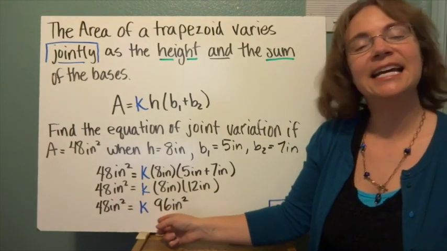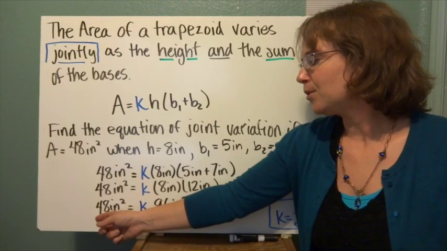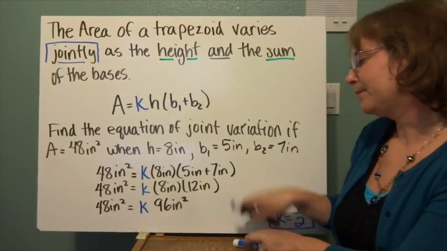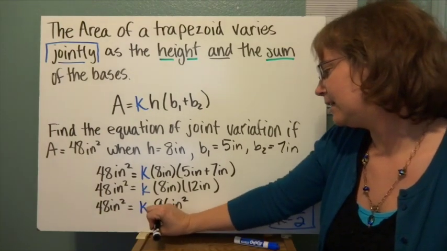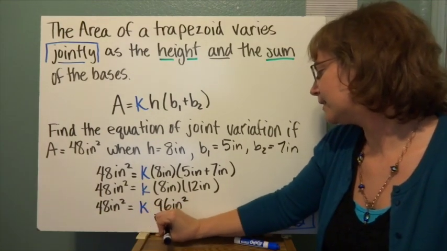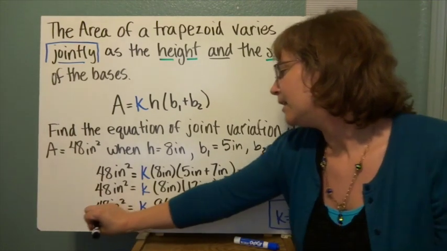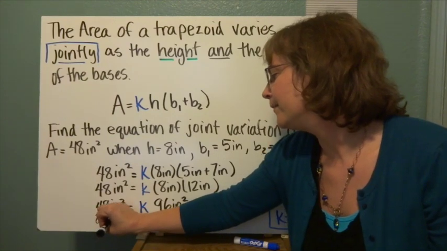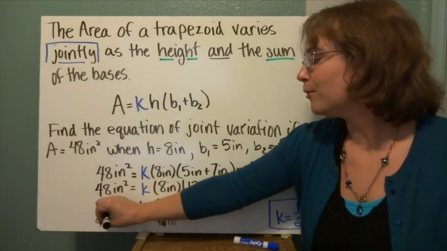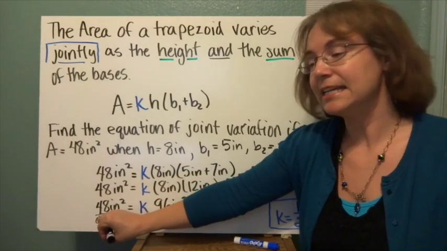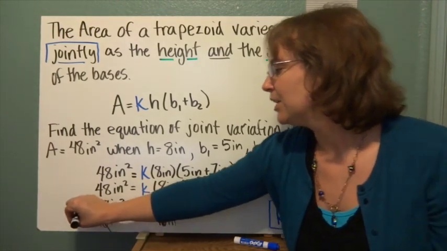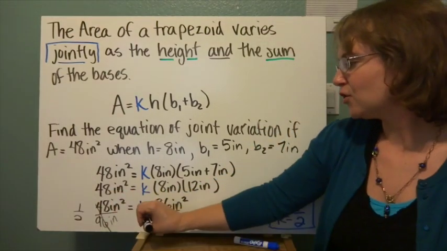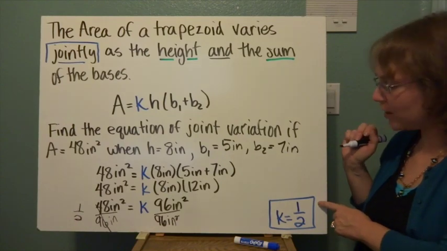And I have k times 96 inches squared is equal to 48 inches squared. Now I can just divide both sides by that 96 inches squared. And that's going to give me, 48 is actually, if I double it, I get 96. This is going to reduce to 1/2, and my inches squared cancel each other. So my k is equal to 1/2.